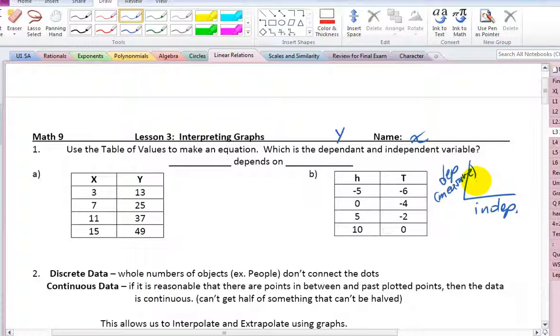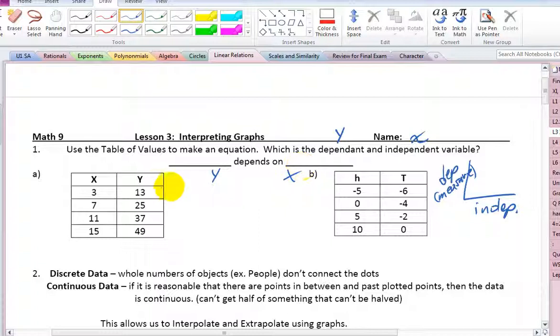So we measure temperature, right? We don't really measure time, we just record it. The clock measures time for us. So this is going to be your independent variable. So we can say blank depends on blank. So this would be our y depends on x, the independent, right?